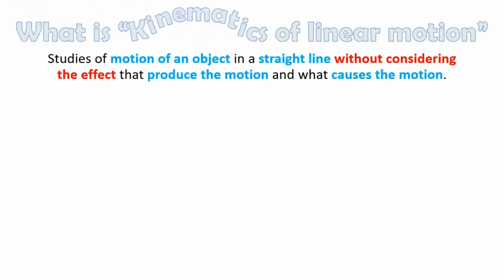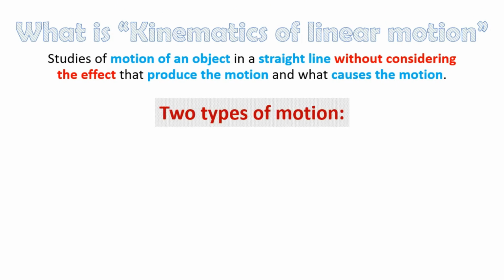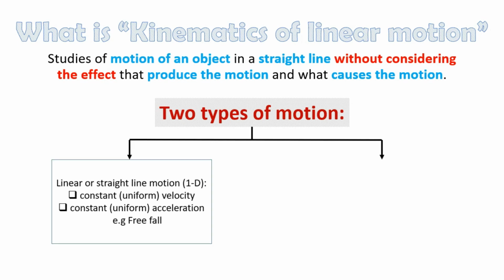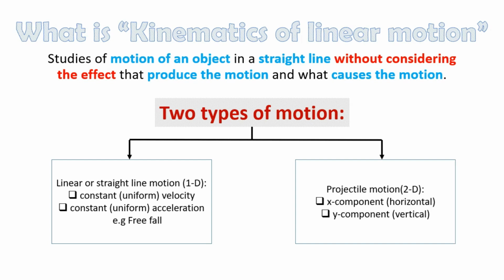So what is kinematics of linear motion? Kinematics of linear motion is the study of motion of an object in a straight line without considering the effect that produces the motion and what causes the motion. There are two types of motion. The first type is linear or straight line motion, consisting of constant velocity and constant acceleration, for example free fall. The next type is projectile motion, consisting of x component and y component.